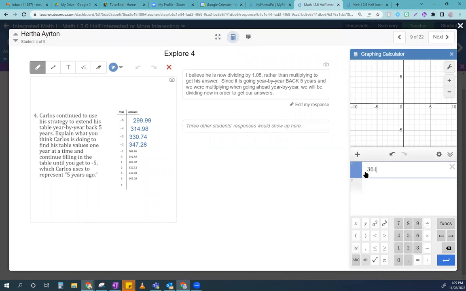So 364.65 divided by 1.05. Good. And then again, instead of doing this, I'm just going to check this way. 0.05. And some of you are like, man, Ms. Johnson, you could do this a faster way. I know. I just want to check every single one.